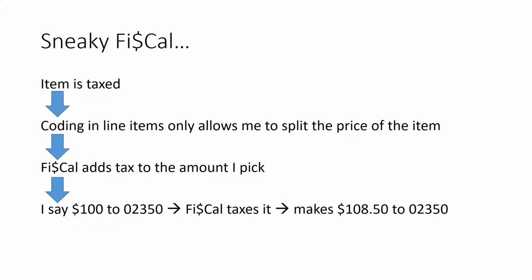So my $100 must include the tax within it. So into Fiscal, into the line item, I have to enter less than 100. But how much less? There's a formula for that.